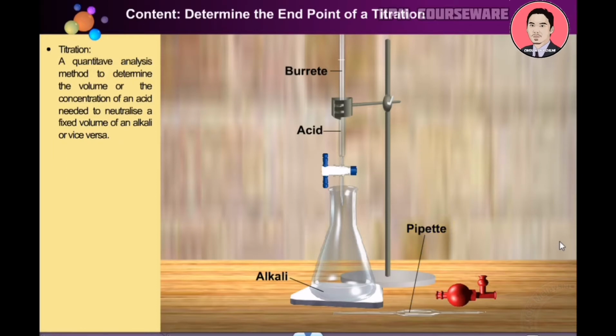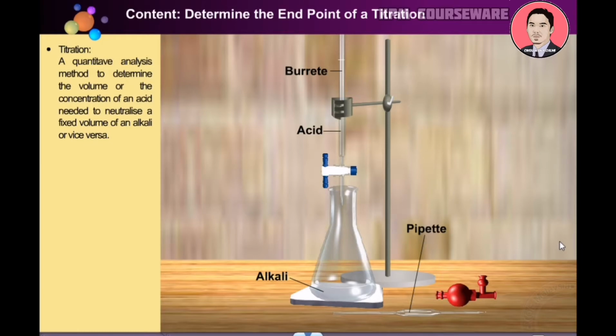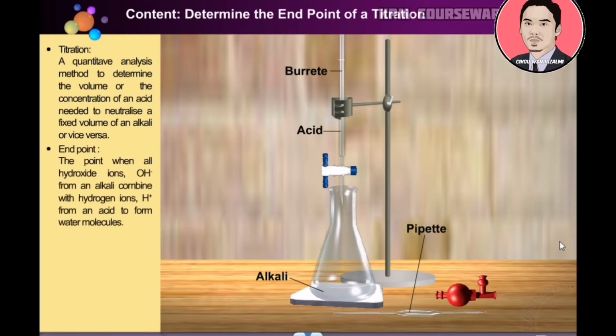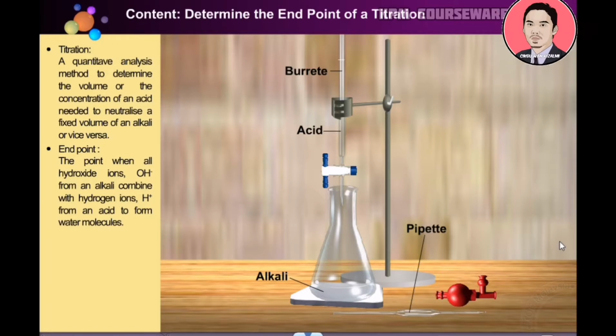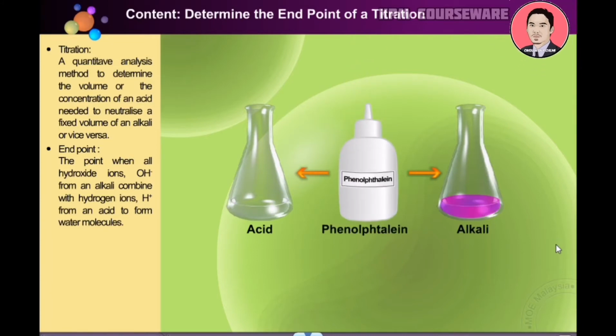How can we tell the exact point when all hydrogen ions present are neutralized? The point when all hydrogen ions from an acid combine with hydroxide ions from an alkali to form water molecules is called endpoint. Since both the reactants and products formed are colorless, we can only determine the endpoint with the help of an acid-base indicator like phenolphthalein.